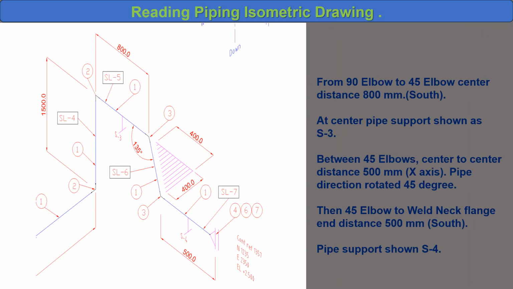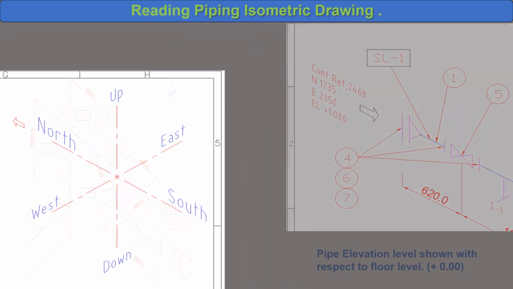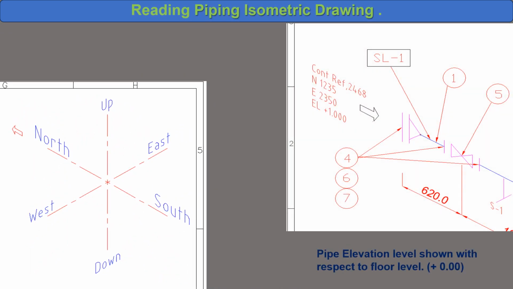From 90 elbow to 45 elbow center distance 800 mm. South, at center pipe support shown as S3. Between 45 elbows, center to center distance 500 mm. X-axis, pipe direction rotated 45 degrees. Then 45 elbow to weld neck flange end distance 500 mm. South, pipe support shown as S4. Plant north, east, west and south is shown.